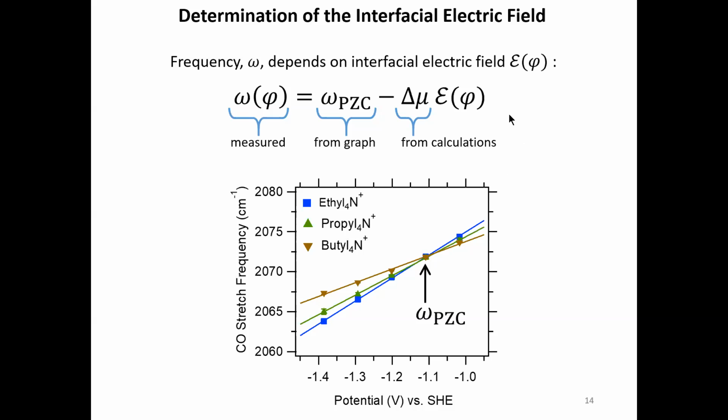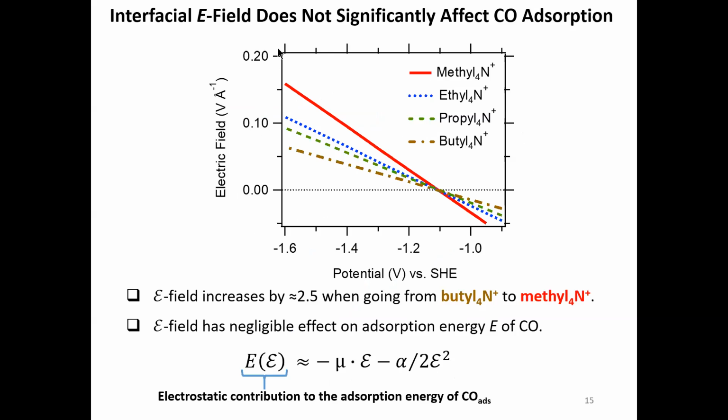Now, with this, we can determine the interfacial electric field strength in the presence of the different cations. So here we have the electric field versus applied potential in the presence of the four different cations. And you can clearly see as we go from tetrabutylammonium to tetramethylammonium, the electric field strength increases by about a factor of 2.5. However, more importantly, we're now in a position to calculate the electrostatic contribution to the CO adsorption energy. And that electrostatic contribution is given by this equation here, where mu and alpha are the dipole moment and polarizability of surface adsorbed CO.